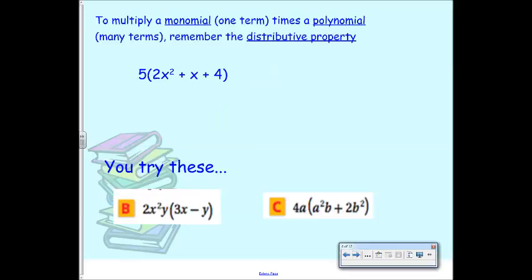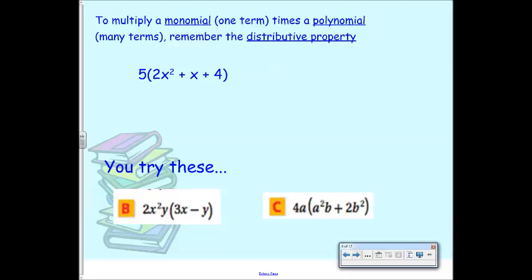All right, what if I had this? What's going on here? Yeah, but what is this right now? Brendan? It is an expression. Emily? It's a trinomial times a monomial. It's a monomial times a trinomial.